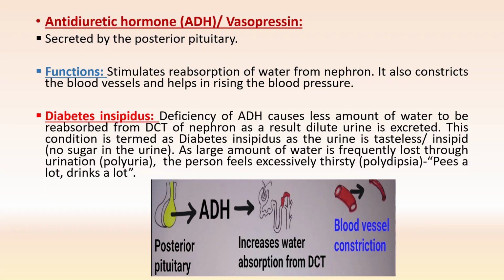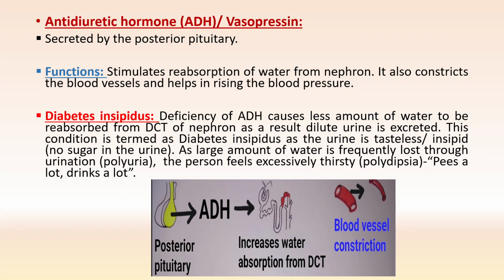But what will happen if there is a deficiency of ADH in our body? Obviously, less amount of water will be reabsorbed from the DCT, and as a result, we will excrete dilute urine which is tasteless. Why tasteless? Because in case of diabetes mellitus, due to presence of glucose in the urine, it tastes sweet. But here there is no glucose in the urine, but the urine is excessively dilute. That is why it is insipid or tasteless.